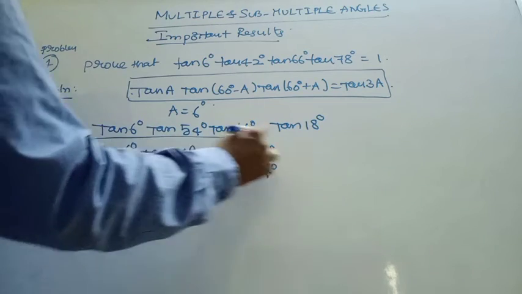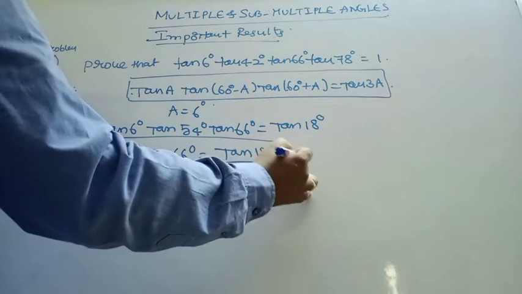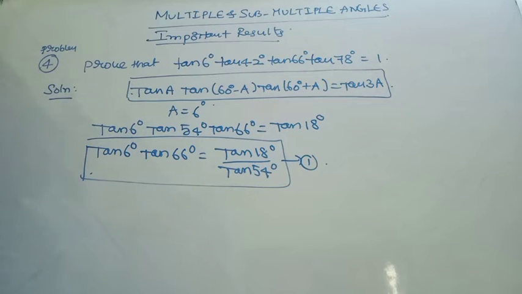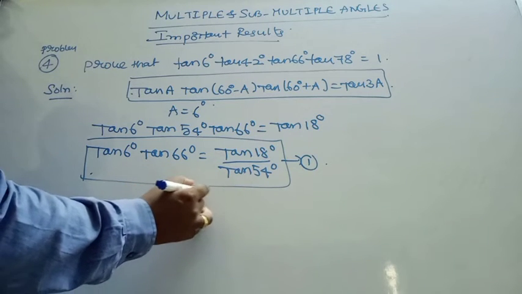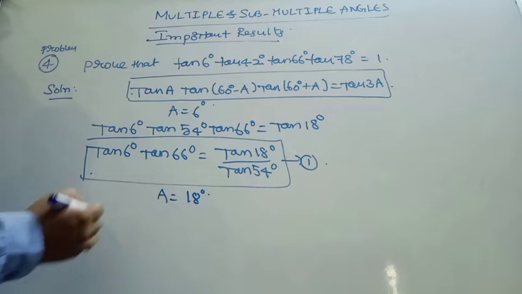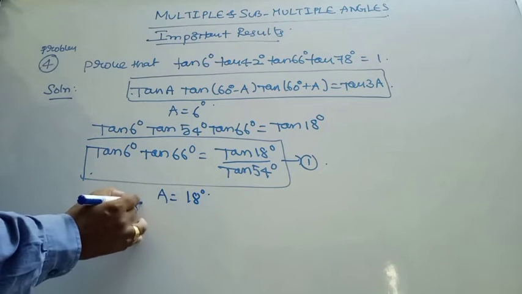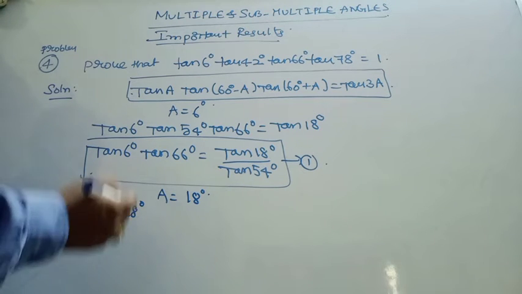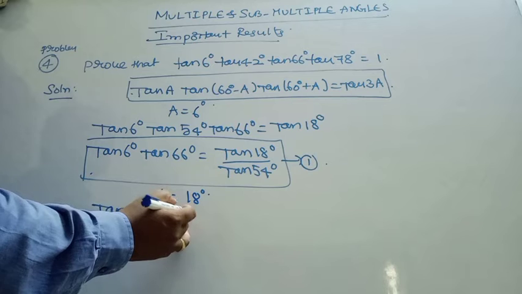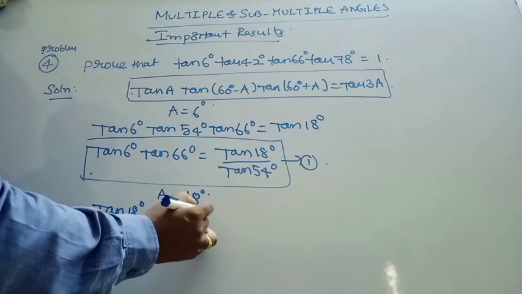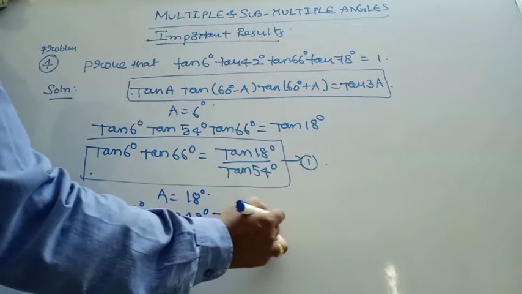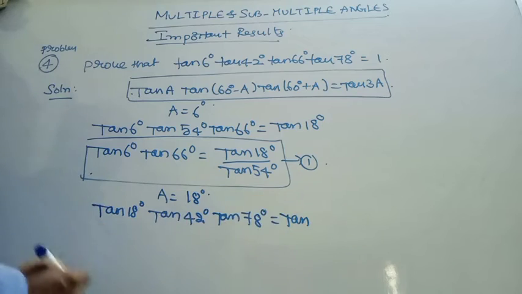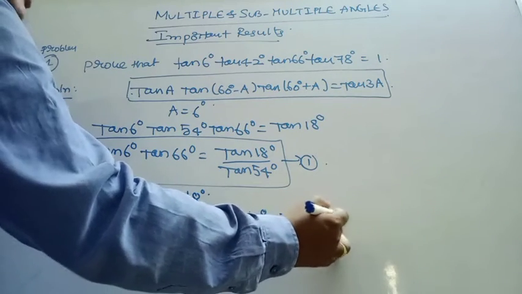We have got one thing like this. You call it equation number 1. Beautifully we have got it. Next, in the same way, you take A equal to 18 degrees. If you take A equal to 18 degrees, then tan A, tan(60 minus 18 degrees), that is tan 42 degrees, tan(60 plus 18 degrees), that is tan 78 degrees, equal to tan 3A, 3 into 18, that is tan 54 degrees, right?